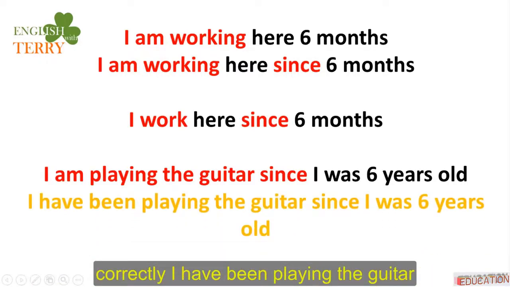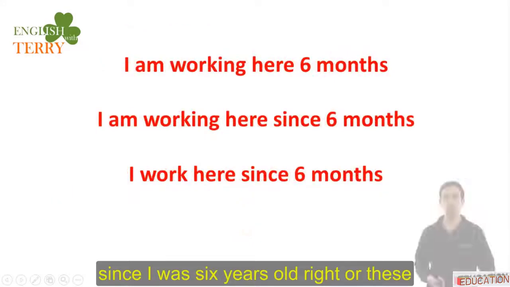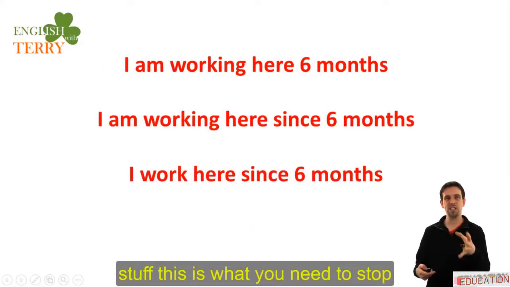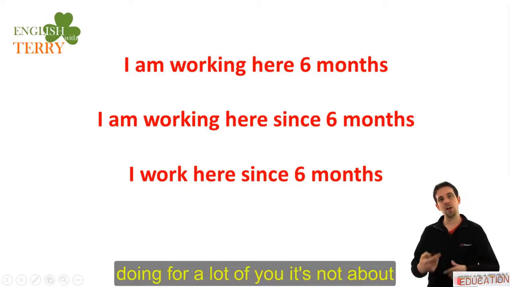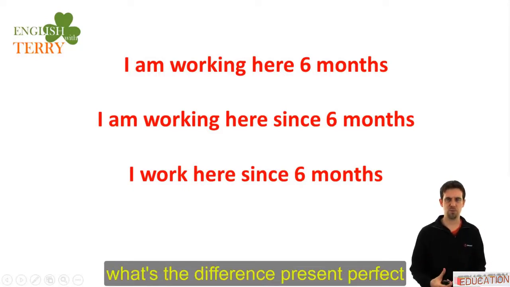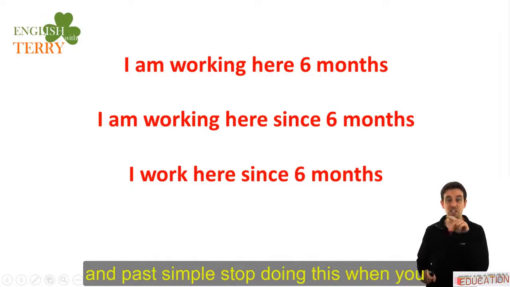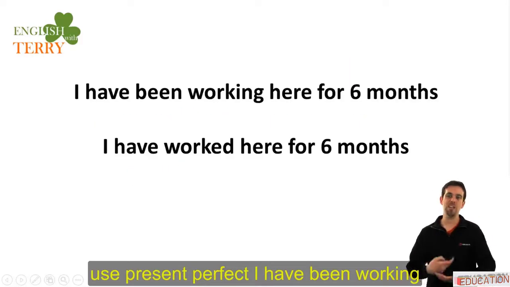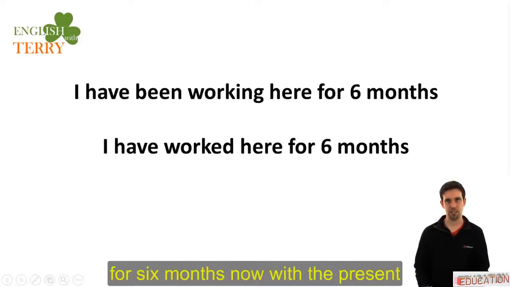I have been playing the guitar since I was 6 years old, right? Or these are all the other mistakes here. I've been working here since 6 months and stuff. This is what you need to stop doing. For a lot of you, it's not about what's the difference between present perfect and past simple. Stop doing this. When you want to show how much time has passed, use present perfect. I have been working here for 6 months. I have worked here for 6 months.